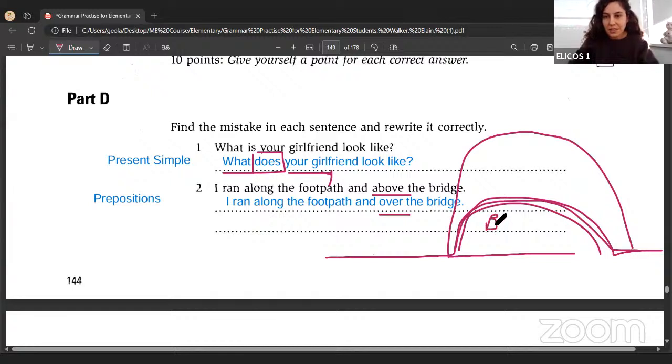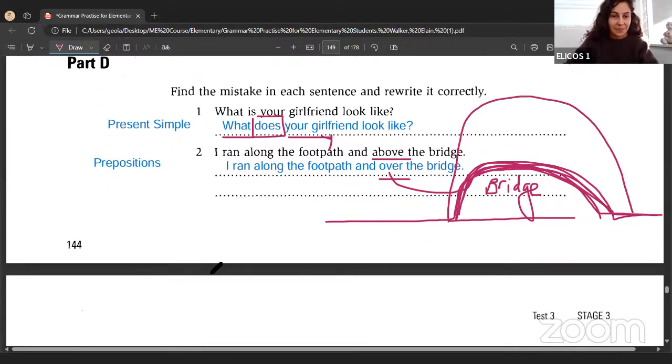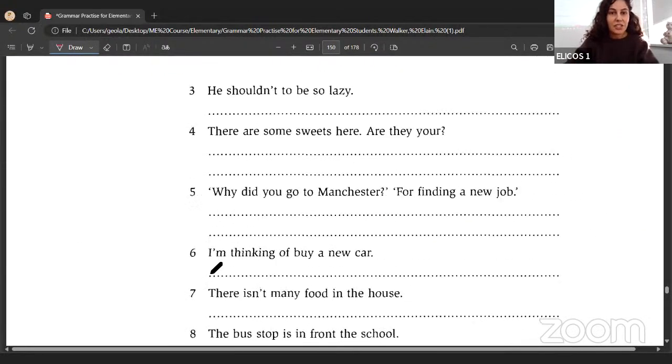Okay, so if this was our bridge, be very careful. Over means I'm still touching the actual structure of the bridge. I just went over it. Okay, so good. That was your prepositions. He shouldn't to be so lazy.